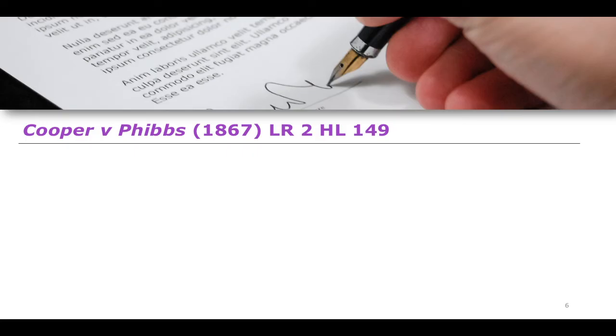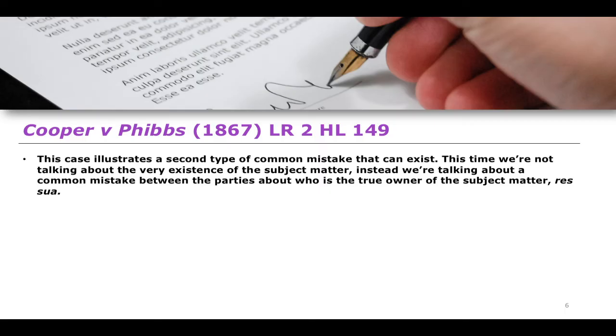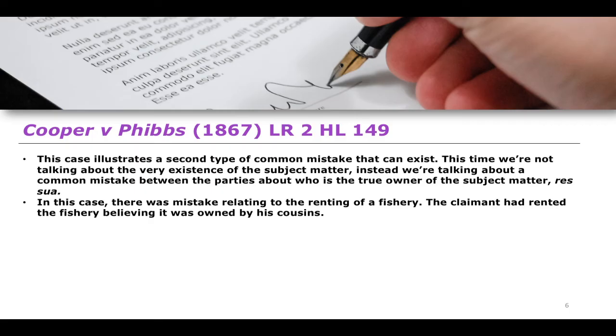In the case of Cooper v Phibbs from 1867, we can illustrate the second type of common mistake that can exist. This time we're not talking about the very existence of the subject matter in terms of common mistake, but rather we're talking about common mistake between the parties as to who the true owner of the subject matter is. This is known as a res sua common mistake. So, in this case specifically, there was a mistake relating to the renting of a fishery. The claimant had rented the fishery believing that it was owned by his cousins.